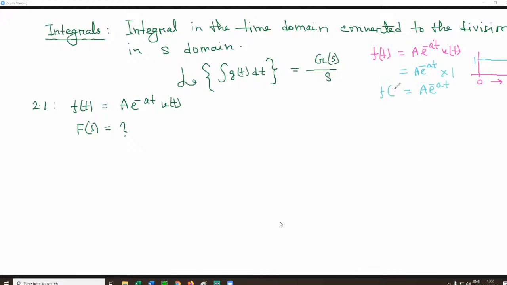Sir, is A a constant here? Who said t is constant? Small a or capital A? Capital A, sir. Yeah, capital A is constant. It can be any number. It does not affect anything because it is not t. There is no t.